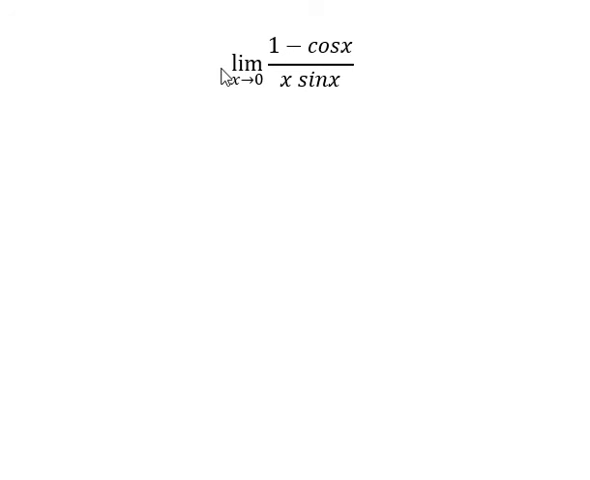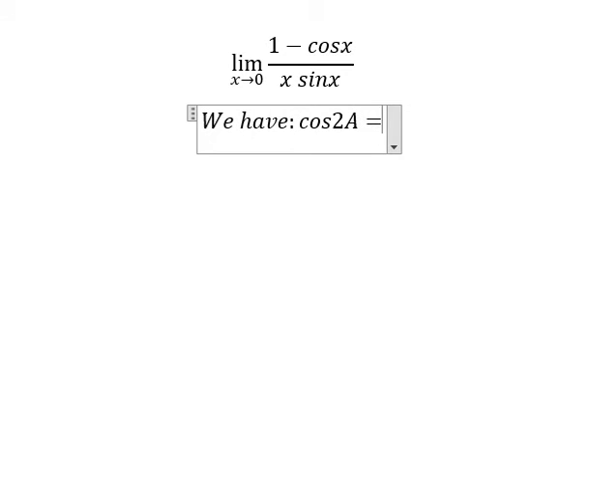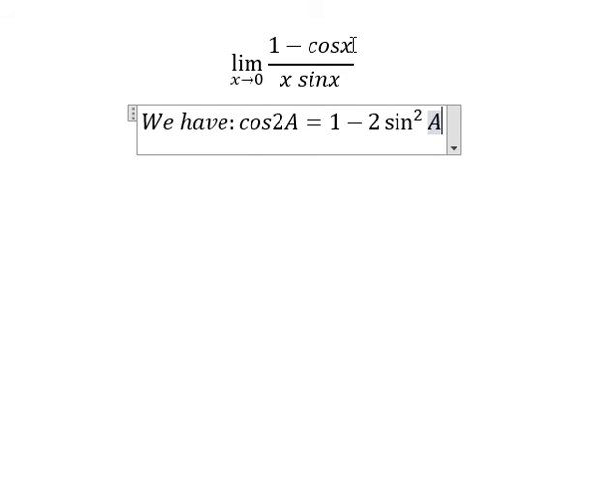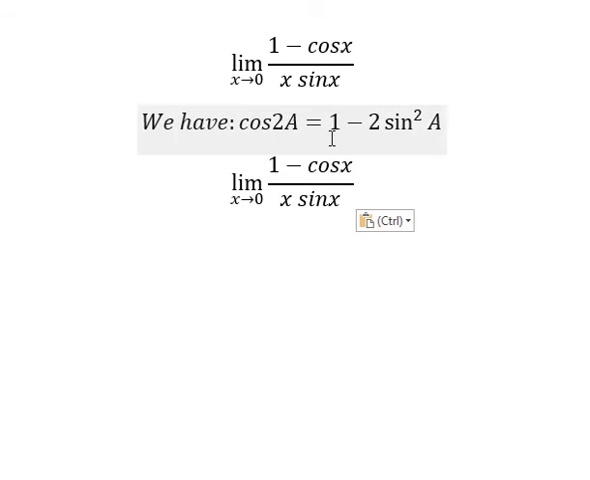So today I will show you how to answer this one. So we have the formula in here, that is about cosine 2a. We can transform it into 1 minus 2 sine squared a. So cosine x we can transform into this one.